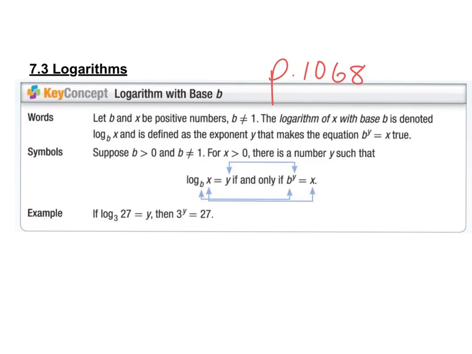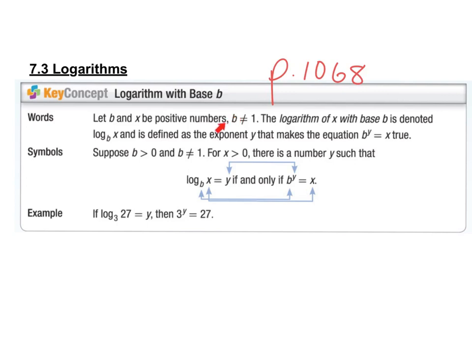So let me just tell you what a logarithm actually is. A logarithm is a different way of expressing a power, expressing an exponent. A logarithm means a power. It's just a crazy different way to express it. Here's what's going on, okay?